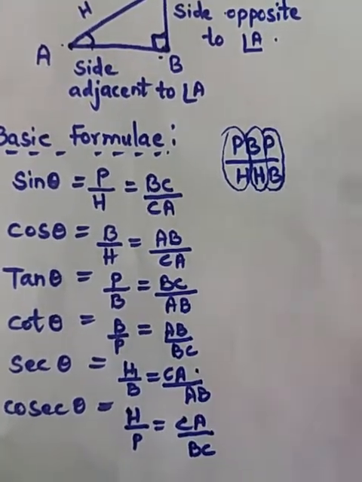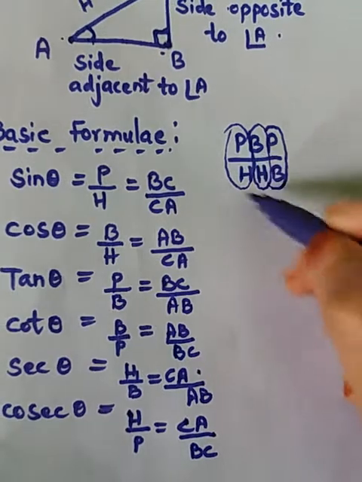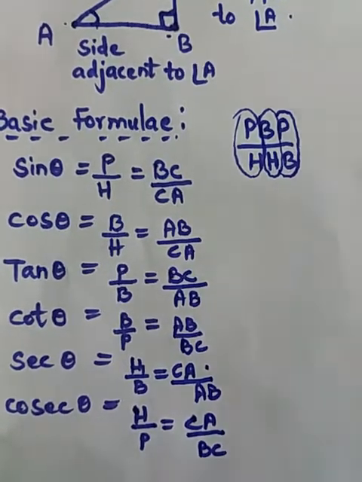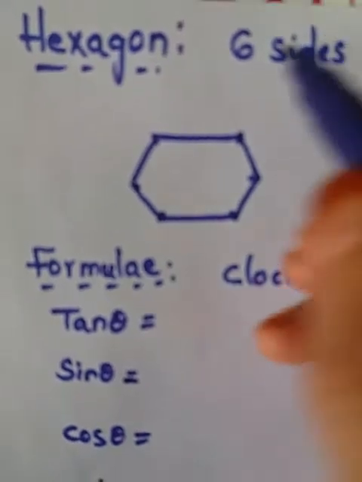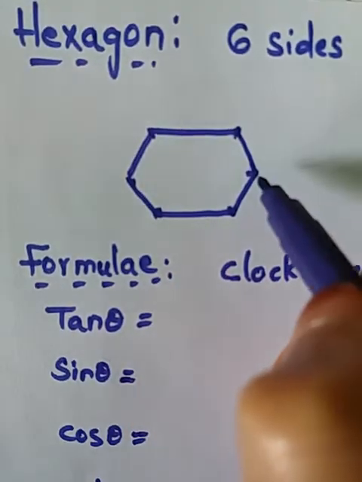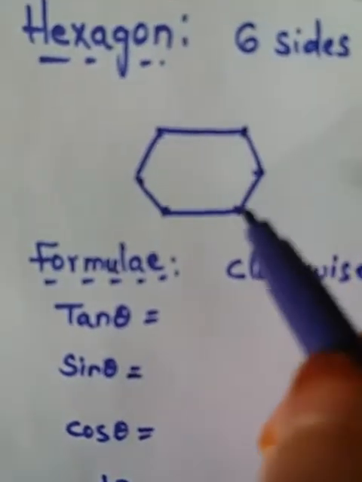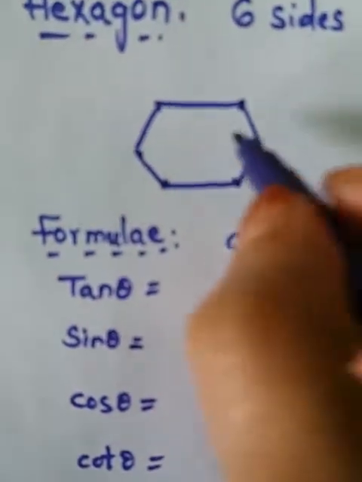But what you have to do here is just remember this short trick to remember the formulas easily. Okay? Now here as you can see, I have drawn the hexagon. What do you mean by hexagon? Nothing but it is the shape of 6 sides. So let me draw 6 sides here.